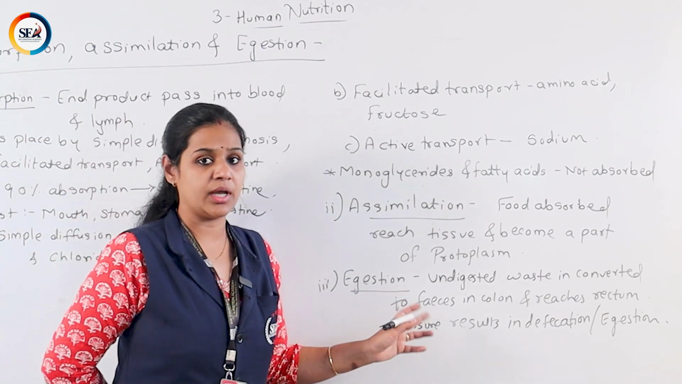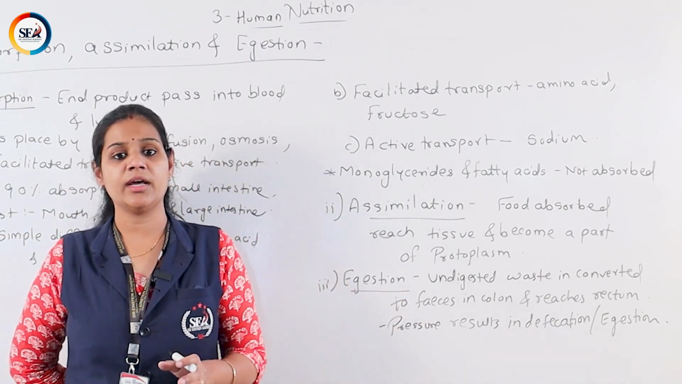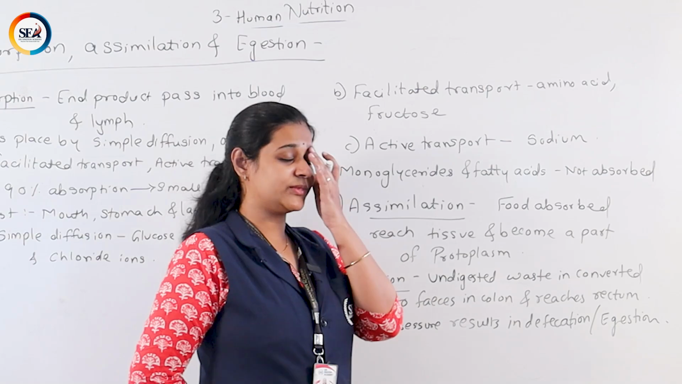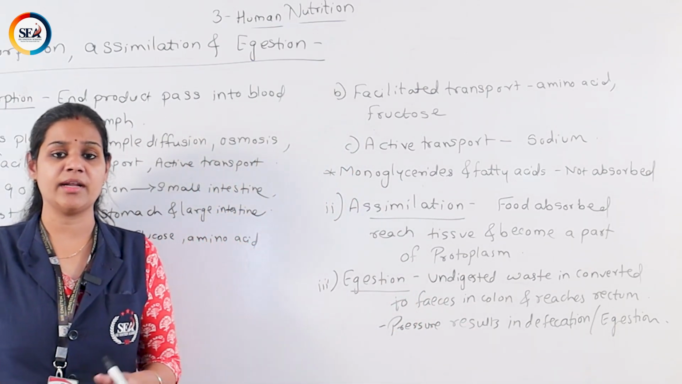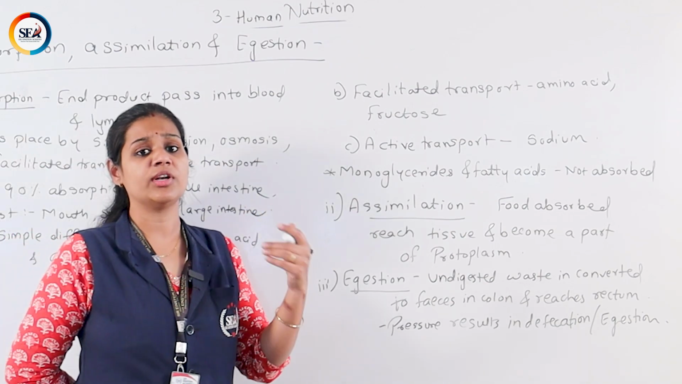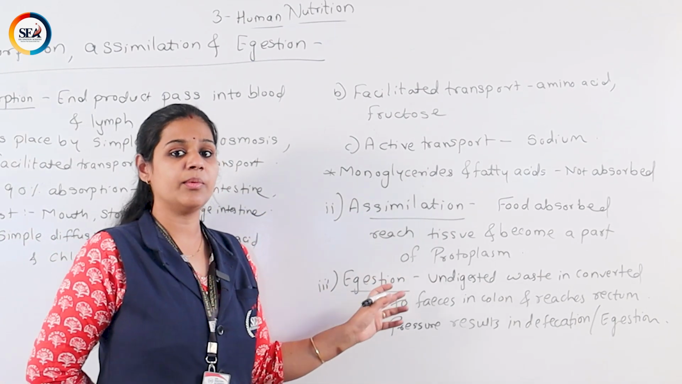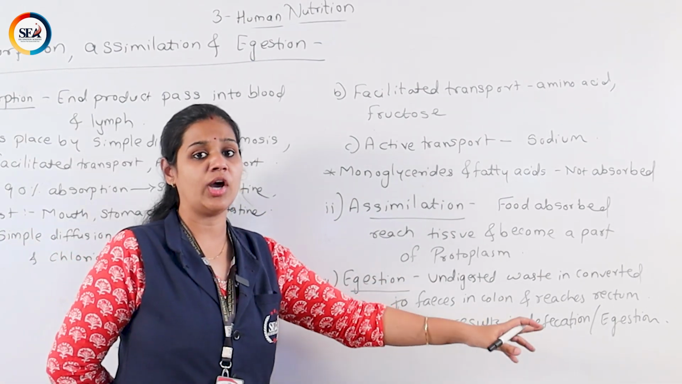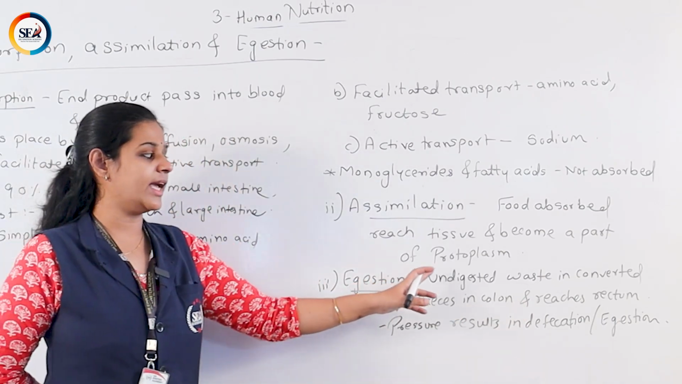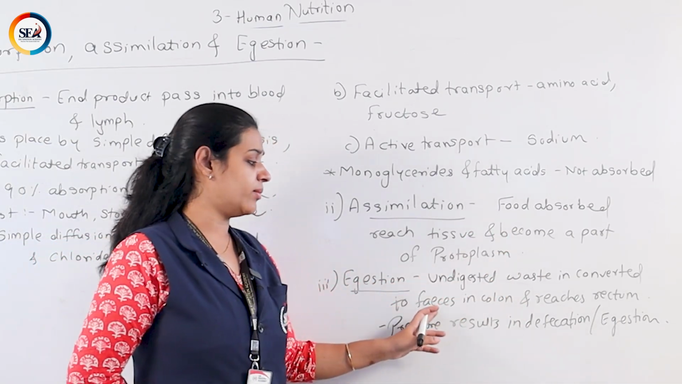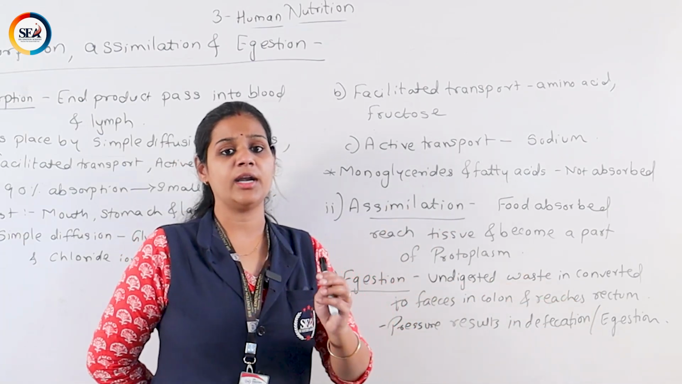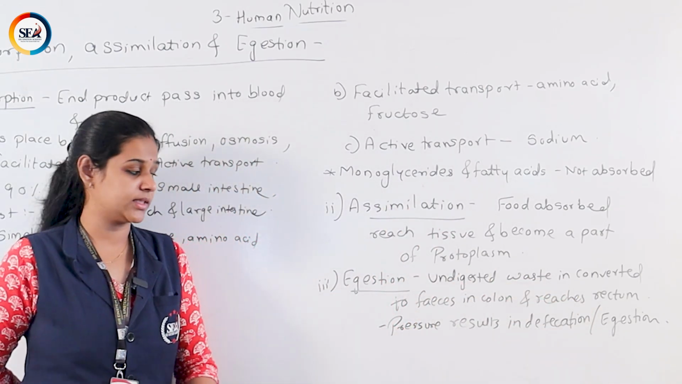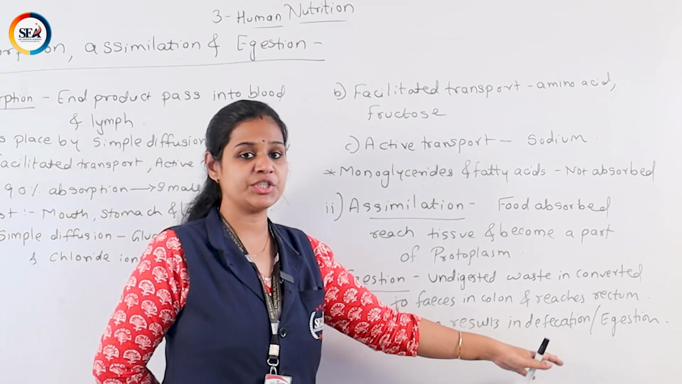Next, egestion, the last process. The waste or the fecal matter which is produced now passes out or is removed from the body. The process is also called defecation or egestion. In egestion, undigested waste is converted into fecal matter in the colon, and then it passes to the rectum, and after that it passes out of the body through the anus. The process is called defecation or egestion.